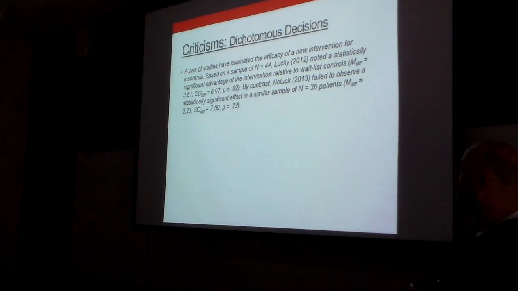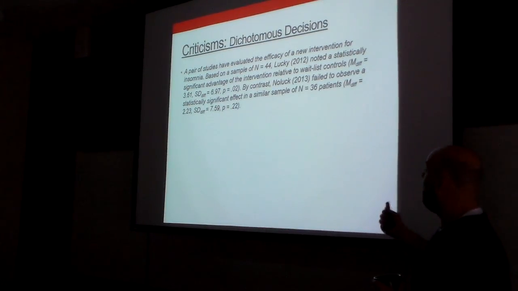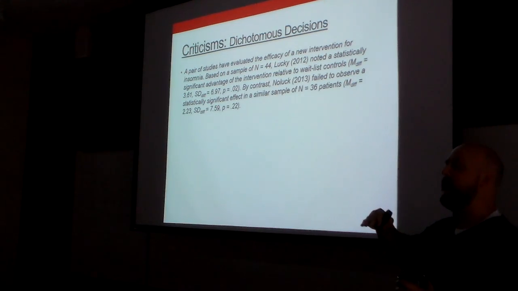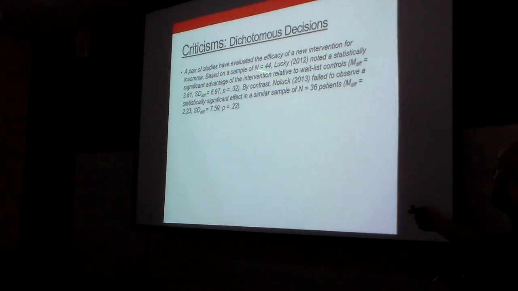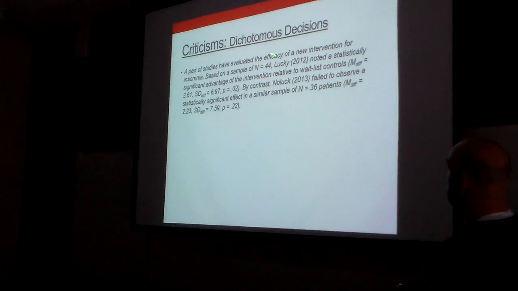All right. Another problem with our null hypothesis testing is it has us making dichotomous decisions on things that probably shouldn't be thought about as dichotomous. So in this scenario, we've got a pair of studies looking at the efficacy of a new intervention for insomnia. Based on a sample of 44, Lucky 2012 noted a statistically significant advantage of the intervention relative to waitlist controls. We got a mean difference of 3.6, standard deviation of the difference score about 7, p-value 0.02.